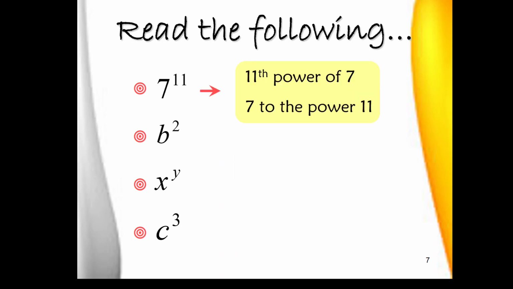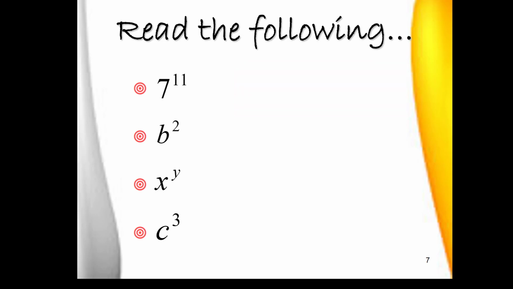7 to the power 11, or 11 power of 7. But what about b²? Do we also say second power of b? When it's something very simple, we just say b squared will do. We don't have to say b to the power 2 or second power of b. So we just read it this way.